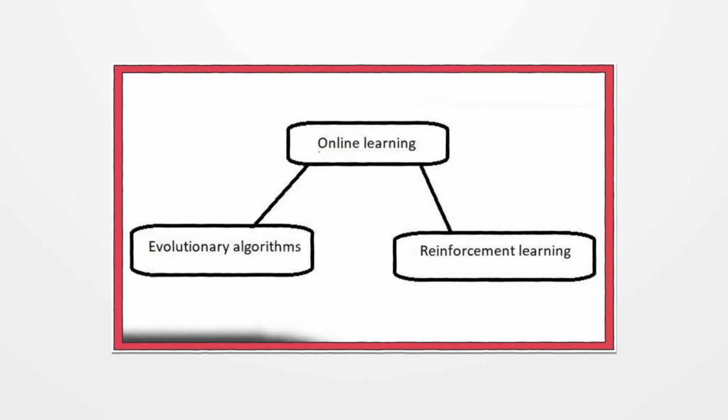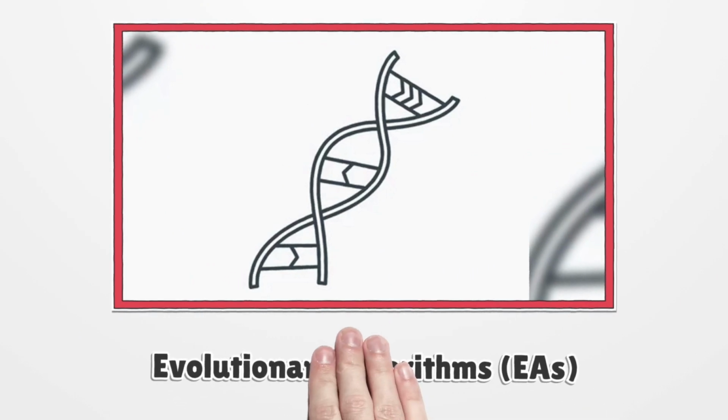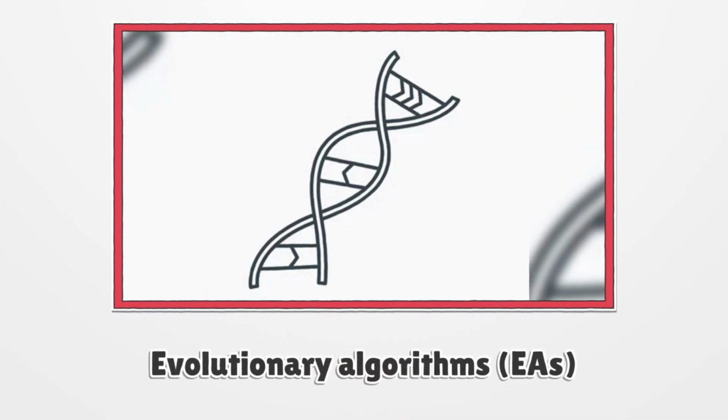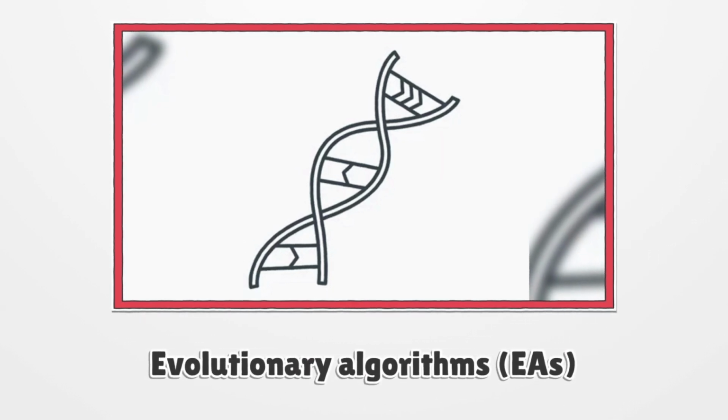Apart from supervised and unsupervised learning, we also need to mention online learning while talking about compiler optimization with ML. Evolutionary search algorithms apply principles inspired by biological evolution to find optimal or near-optimal solutions for the target problem.